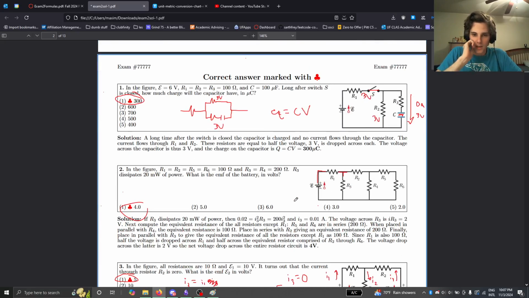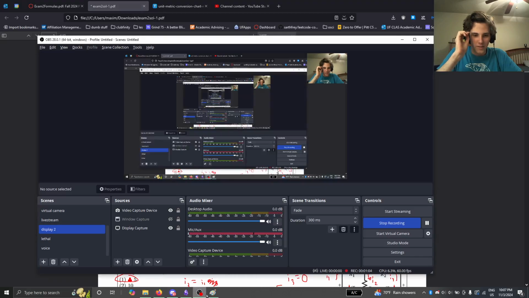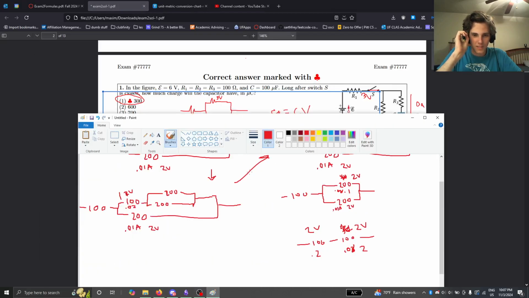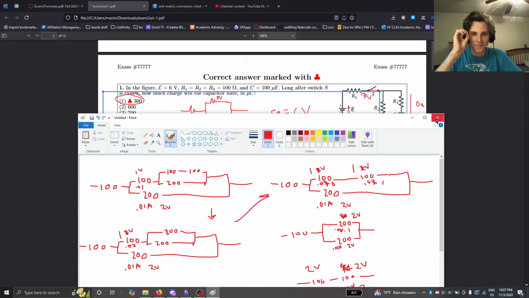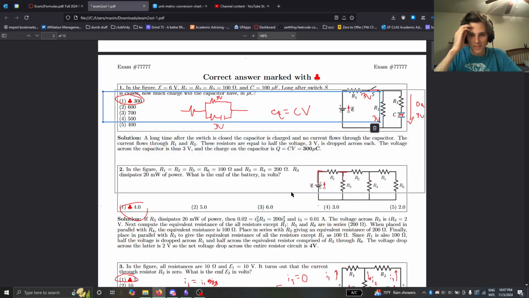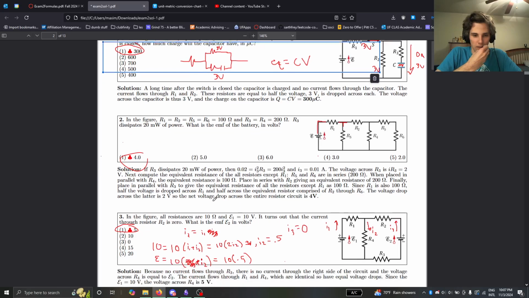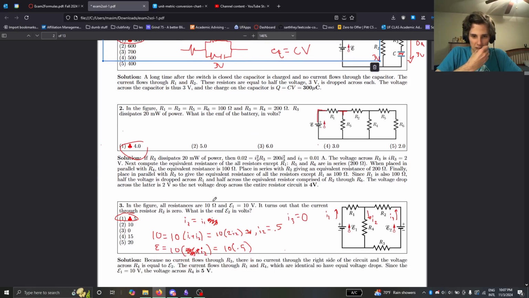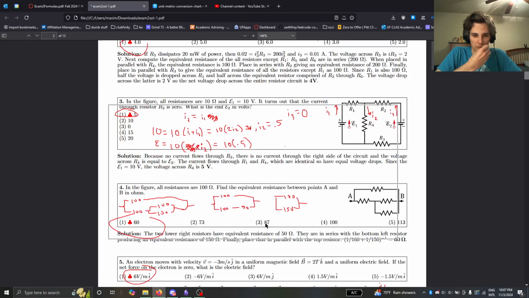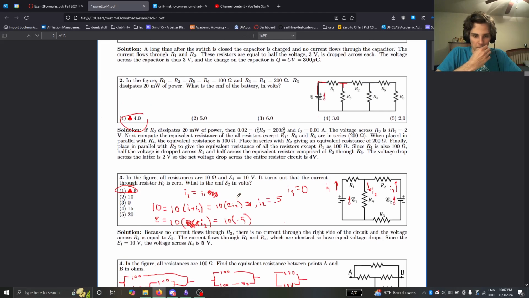This is just drawing out the diagrams, reducing to what you need. You should hopefully be familiar with that at this point. This is the same thing. This is just reducing the diagrams, the resistance diagrams.